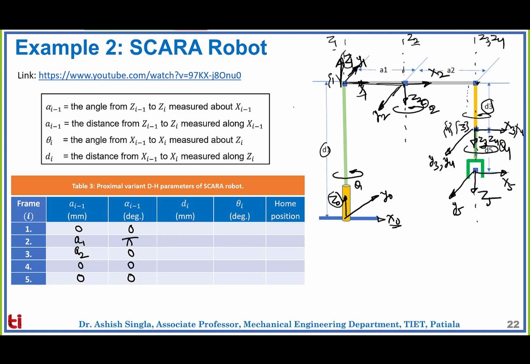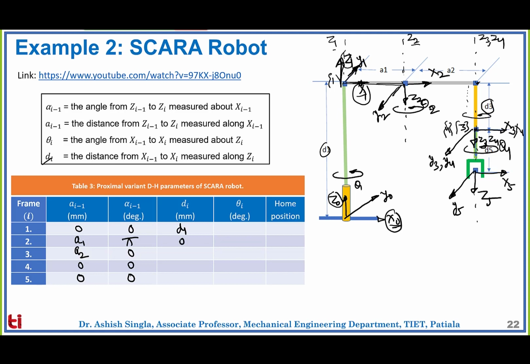Next comes the third column, which is called the joint distance or joint offset di. So this di is written over here. So it's the distance from x. Let's talk about d1. It's the distance from x0 to x1 along z1. Here you can see x0 is this, x1 is this, x0 to x1 along z1. So we have d1. Then we have d2, which is the distance from x1 to x2. So x1 and x2 are in the same line, so it's 0.